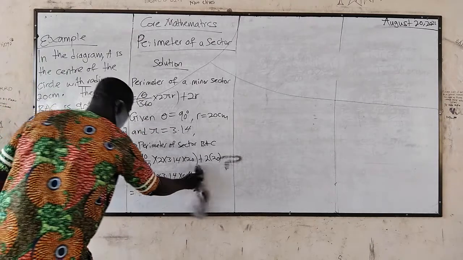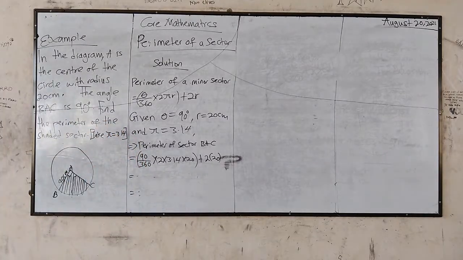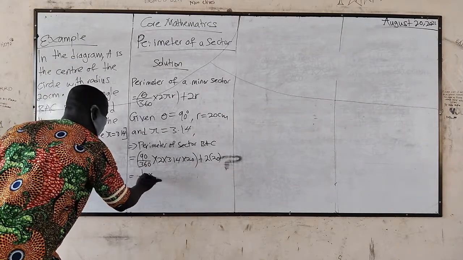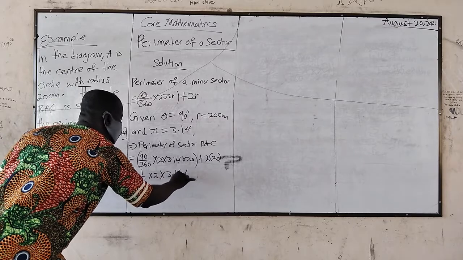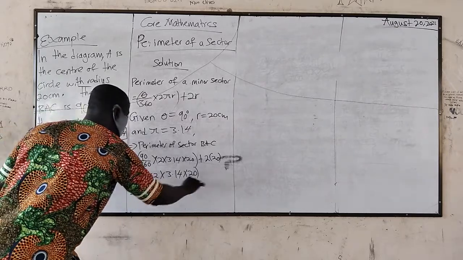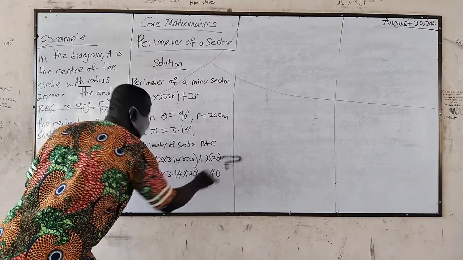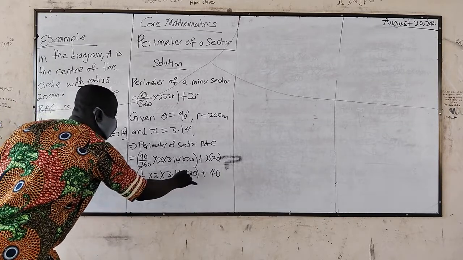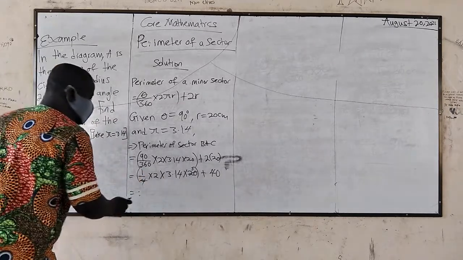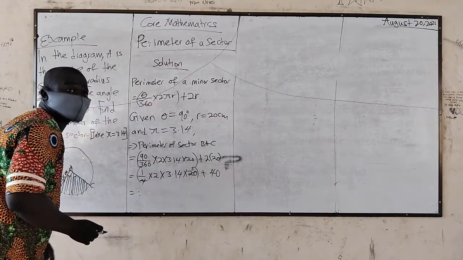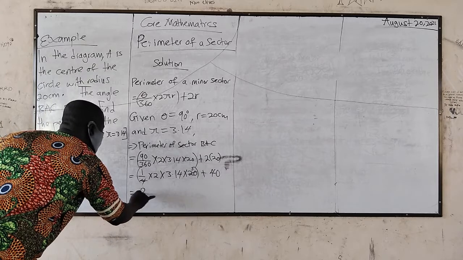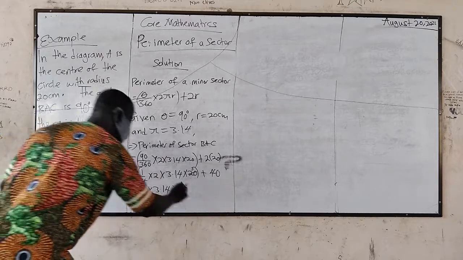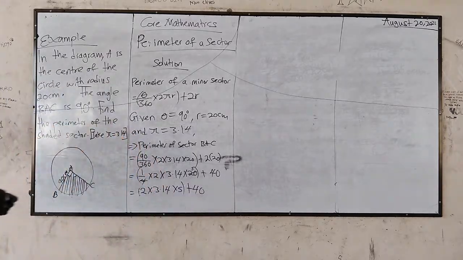Okay, please pardon me. Now, from this point, what do you have? This is 1 over 4 times 2 times 3.14 times 20. 4 and 20 have a common factor, so 4 here and 5 there. So now I have 2 times 3.14 times 5 plus 40. I think this substitution is it.